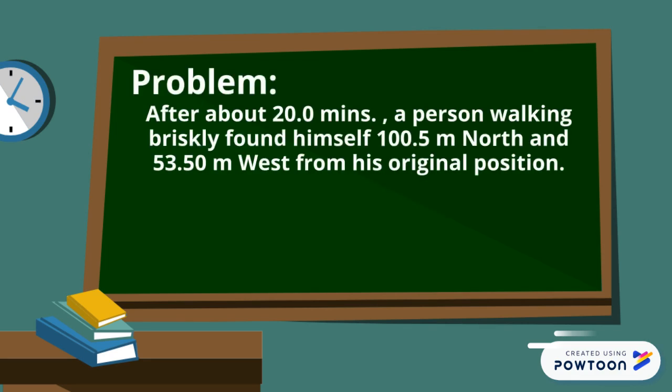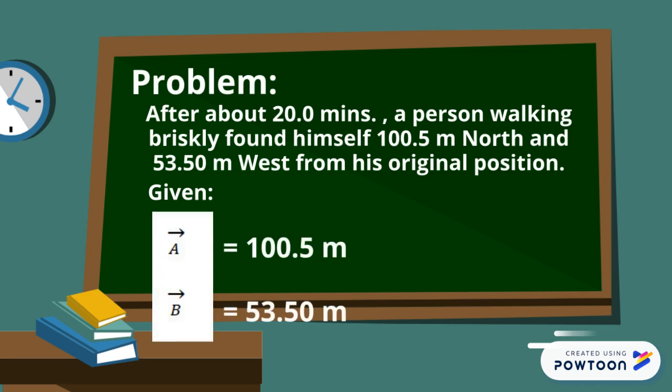First, analyze all the givens in the problem. Vector A is equal to 100.5 meters north and vector B is equal to 53.5 meters west.